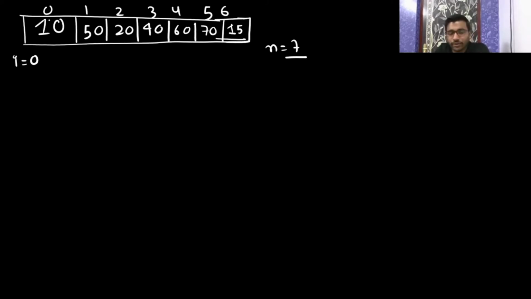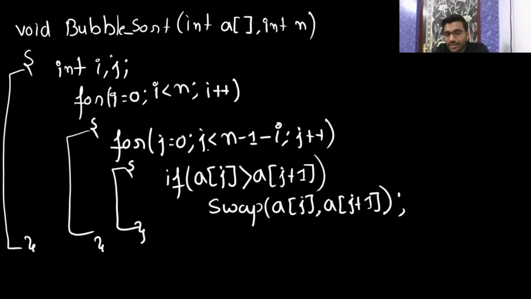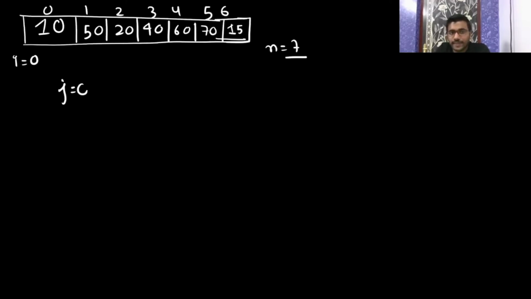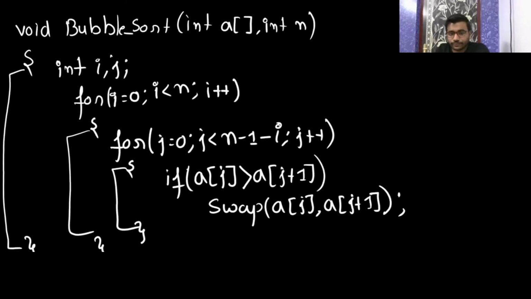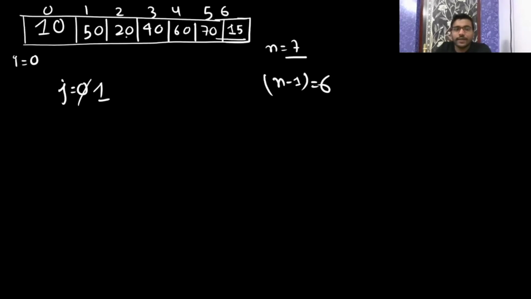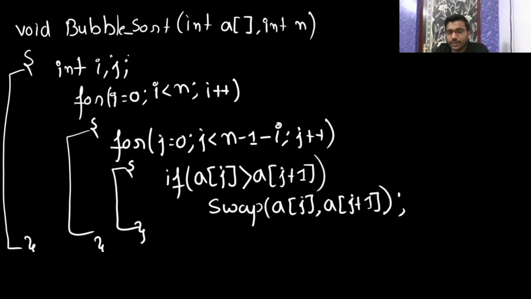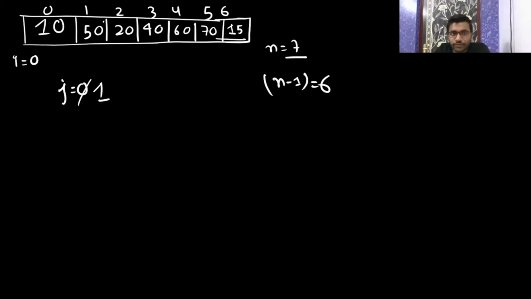So now when i is equal to 0, j is equal to 0, j is smaller than n minus 1, which is 6. n minus 1 is 6 and minus i is 0, yes, smaller. Now it compares a[j] with a[j plus 1]. Is it greater? No. Then j will increment by 1. Then 50: is 50 greater? Yes, 50 is greater. Then a[j] is greater than a[j plus 1], yes, then swap. So these two will get swapped. Here 20 will come, here 50 will come.